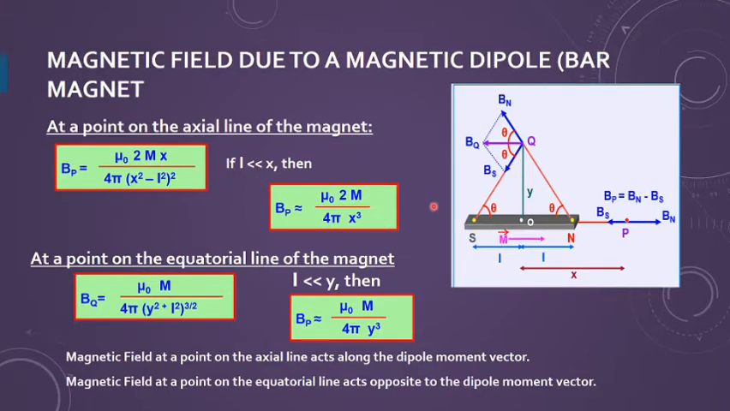So if I am taking the point on the axial line, now if this distance I have taken on the x-axis as x, and on the y-axis as y, then for the equatorial line I am taking the distance y, and on the axial line I am taking it x. And this result is similar to your electric field result, that is k 2p. There you write 2p divided by (r square minus L square) whole square. So here, in place of r we write x on the x-axis. So it will be (x square minus L square), and the constant k is replaced by mu naught upon 4 pi.